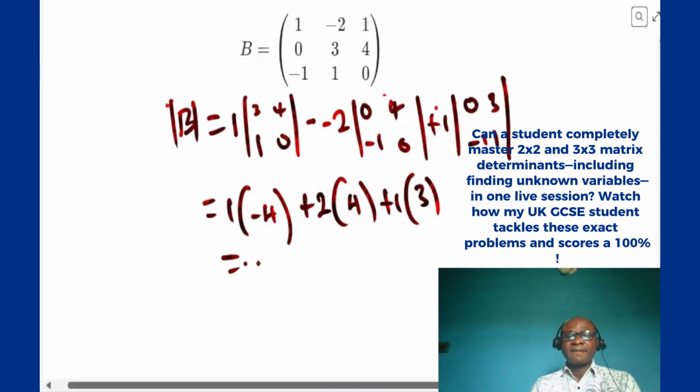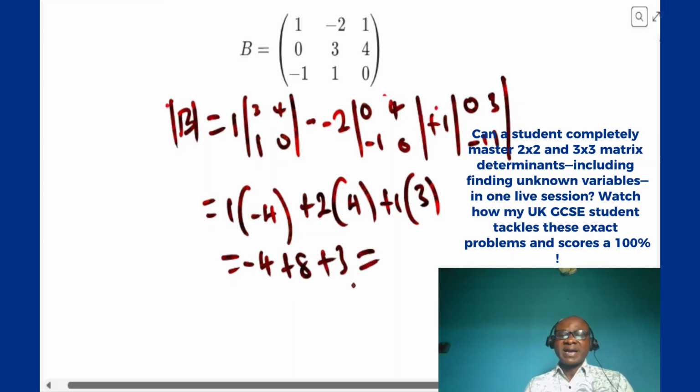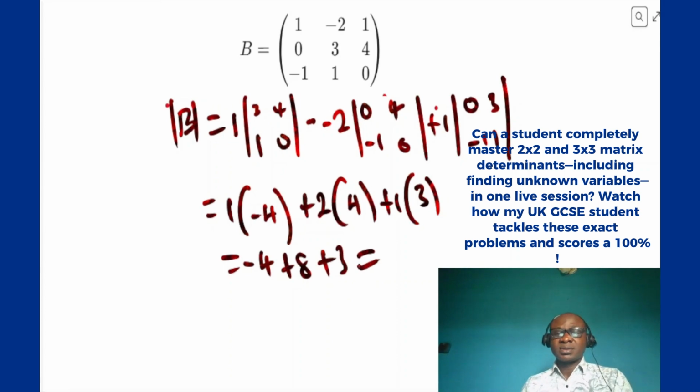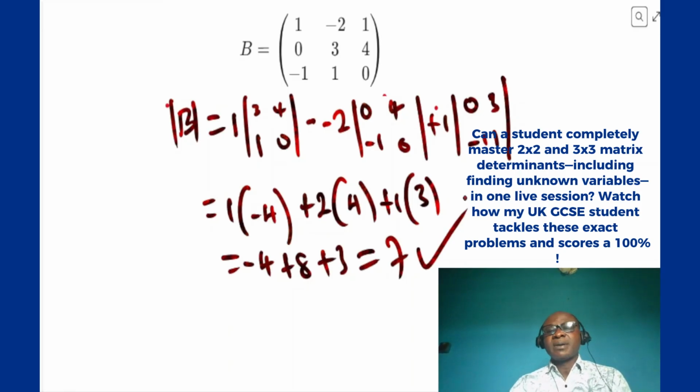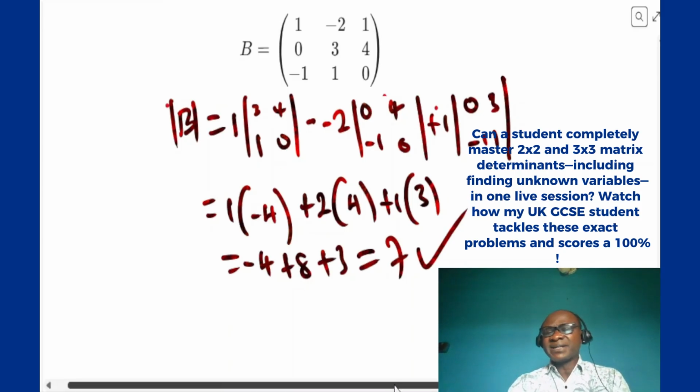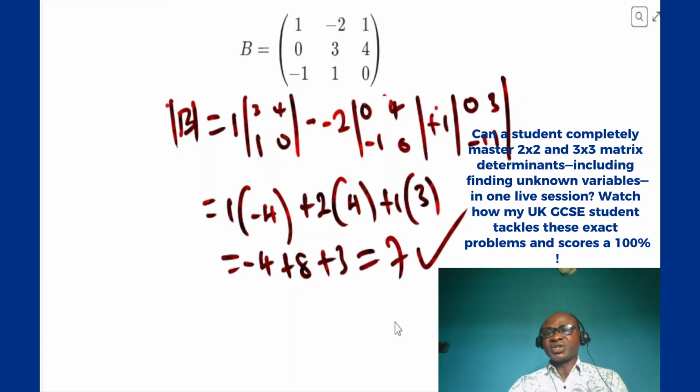Minus 4. Second one, 8, plus 8. And then next, 3. So your final answer is what? 7. 7 is correct. So that is how you find a 3 by 3 determinant matrix. You can see it is quite very easy. It is quite very easy, isn't it? Don't you think so? Yes, sir.